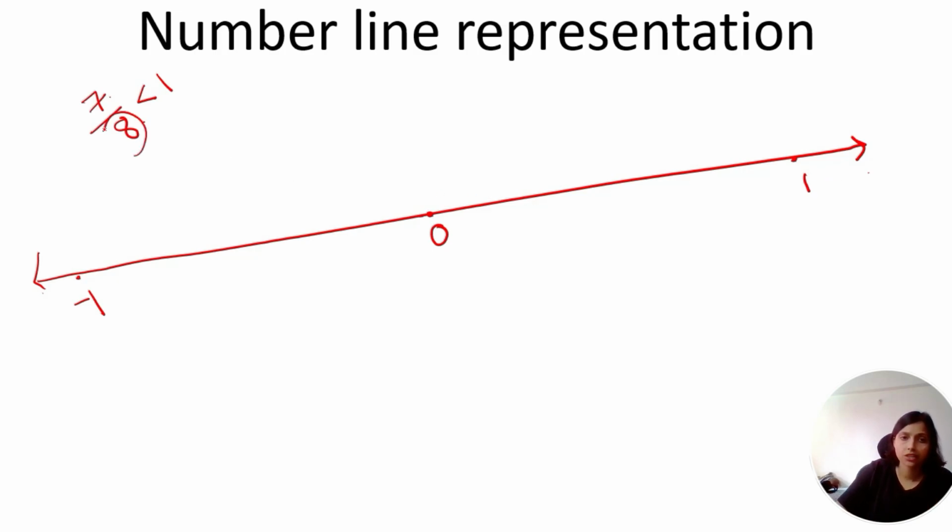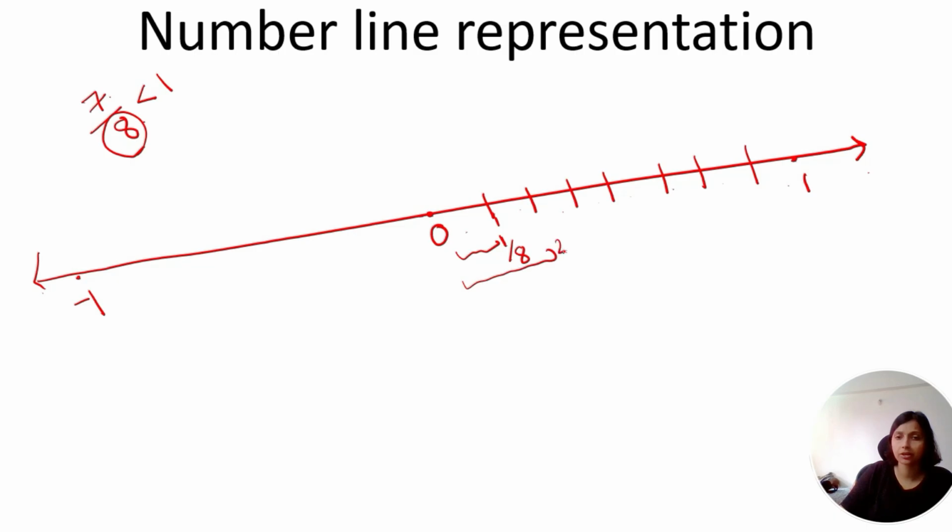Now the denominator is 8. So I have to divide 0 to 1 in 8 equal parts. So 1, 2, 3, 4, 5, 6, 7, 8. So now we have got 8 equal parts. The first part will indicate 1 by 8. It means the person is getting one part out of the 8 parts in the whole.